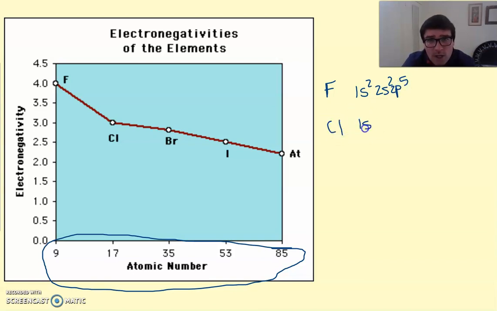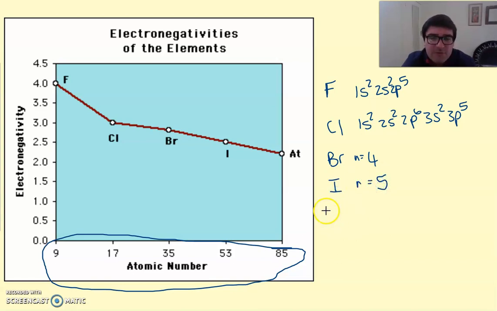Chlorine is 1s2, 2s2, 2p6, 3s2, 3p5. If you go to bromine, you have a lot more electrons, and you're going to have electrons up to the 4th energy level. If you go to iodine, you will have electrons up to the 5th energy level. And if you go to astatine, you will have electrons up to the 6th energy level. So as you move down a group, you have electrons occupying higher energy levels.